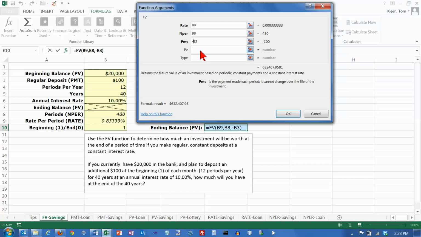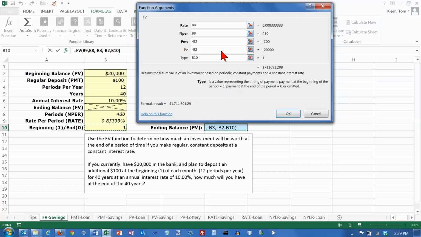And when you're doing a savings problem, the present value can be thought of as the sum of a bunch of payments that you have already made. And if it's a sum of a bunch of payments that you've already made, then it is also a negative number. So if you add up a bunch of negative numbers, you get a negative number. And then we need to put in the type, and the type is this number down here.